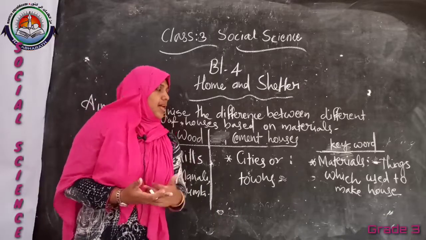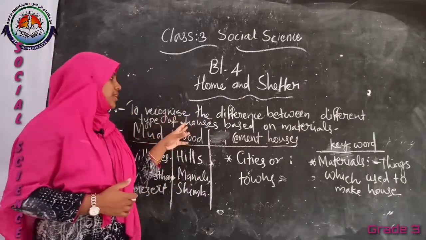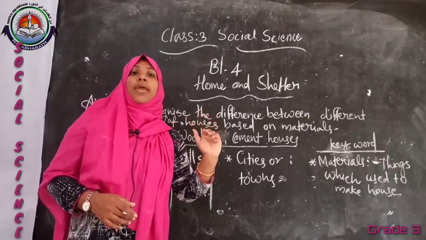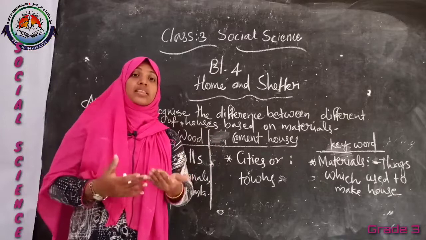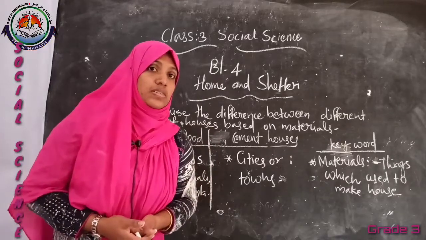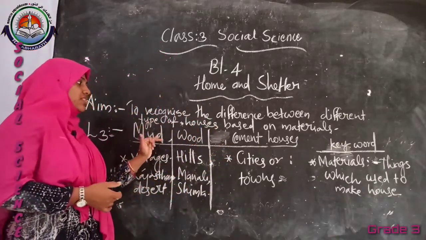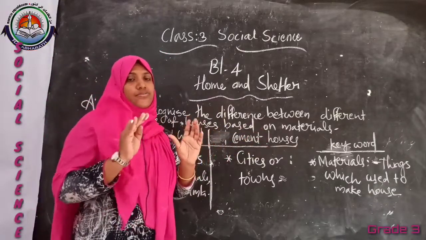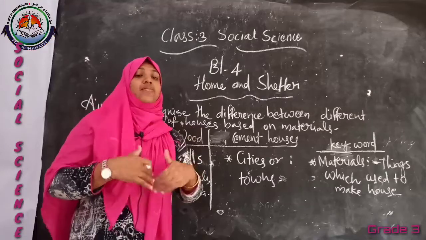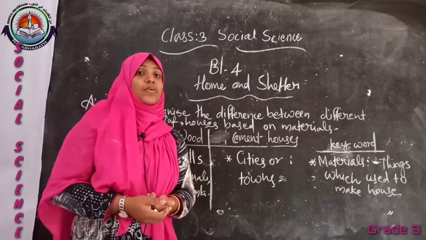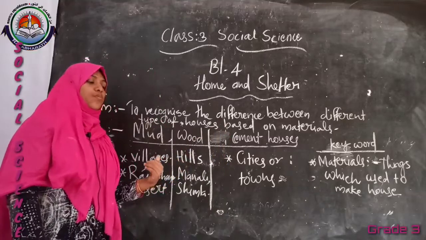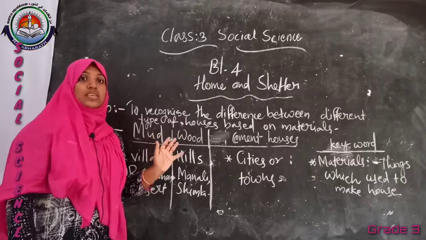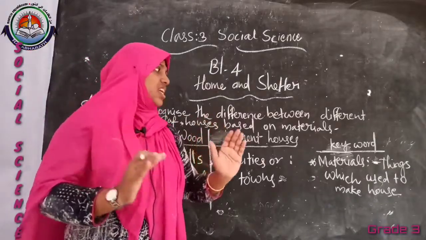Do you understand? Okay, here is what we have discussed. First, different types of materials are used to make houses. What materials are used to make houses? Yes, mud, wood and cement. Houses are different based on the material used to make them. Here these houses look different because different materials are used.